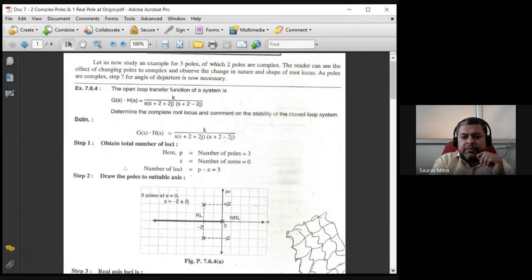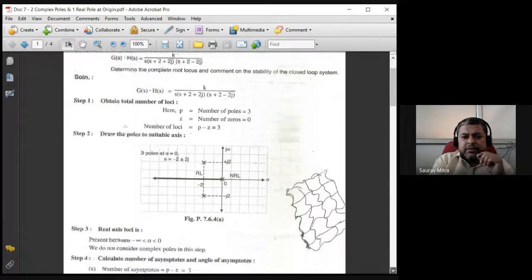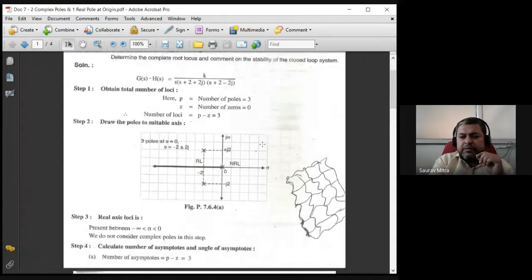Now first thing you have to write, p minus z is equal to 3. So as soon as you write p minus z is equal to 3 in the exam, write in a little detail. Say that there will be three root locus branches which will go to infinity. One will start from 0 and go to infinity along the 180-degree line. Another will start from minus 2 plus 2j and will go to infinity with an asymptote of plus 60 degrees. Another will start from minus 2 minus 2j and will go to infinity with an asymptote of 300 degrees. So these three things you can say after this step 1.